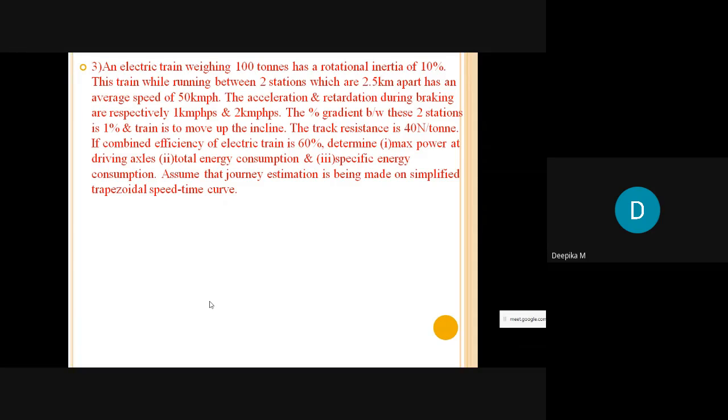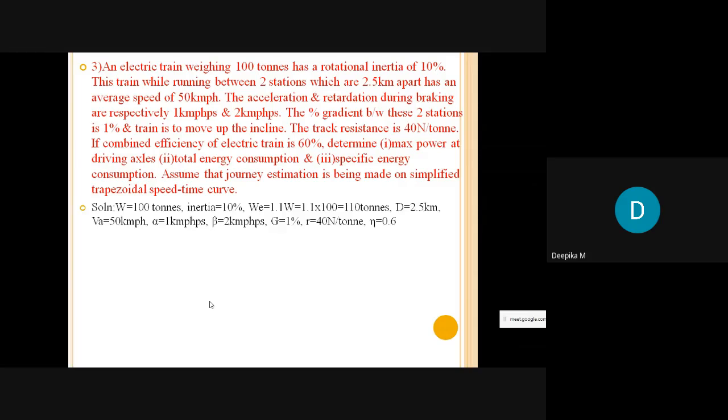The percentage gradient between these two stations is 1%, and the train is to move up the incline, and the train track resistance is 40 Newton per ton. If combined efficiency of electric train is 60%, determine the maximum power at the driving axles and the total energy consumption, specific energy consumption. Assume the journey estimation is being made on simplified trapezoidal speed time curve. So here they specified that it is a trapezoidal speed time curve. So therefore we have to solve with respect to the trapezoidal speed time curve.